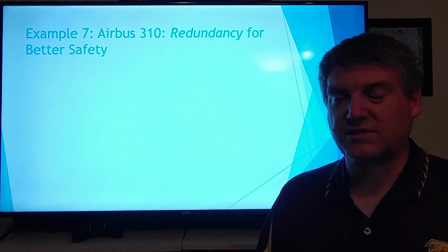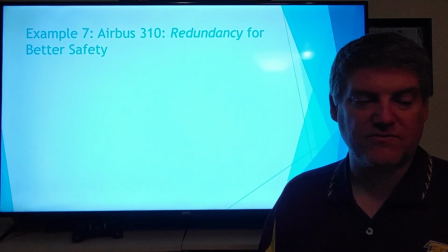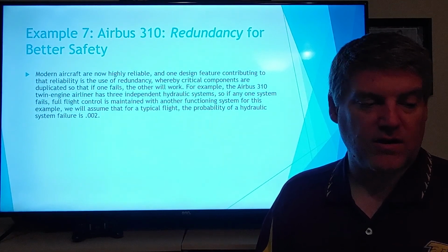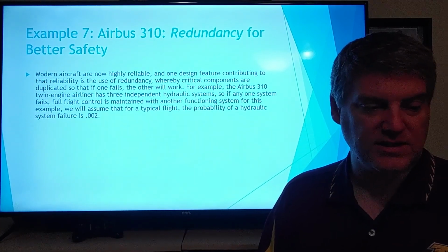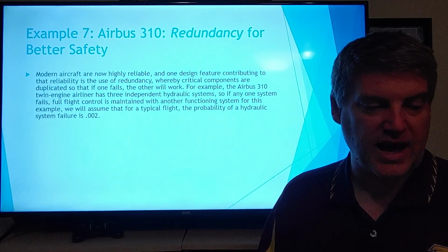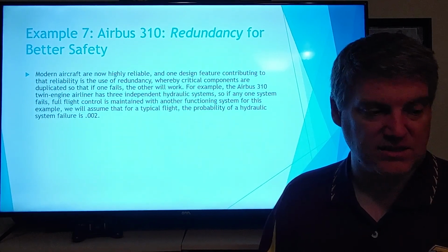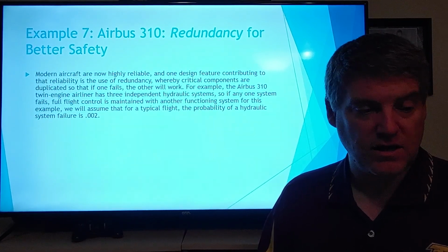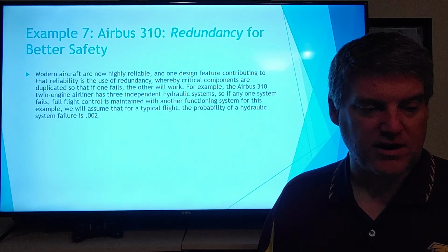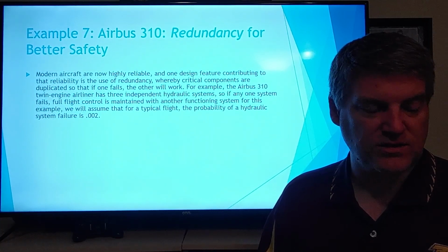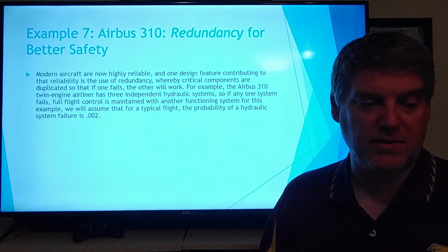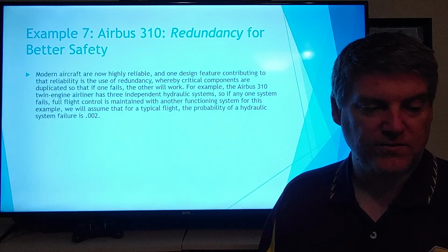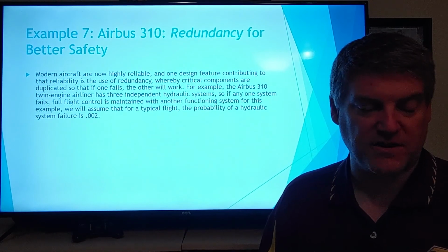Example 7, the Airbus 310, redundancy for better safety. Modern aircraft are now highly reliable, and one design feature contributing to that reliability is the use of redundancy, whereby critical components are duplicated so that if one fails, the other will work. For example, the Airbus 310 twin-engine airliner has 3 independent hydraulic systems, so that if one system fails, full flight control is maintained with the other functioning system.